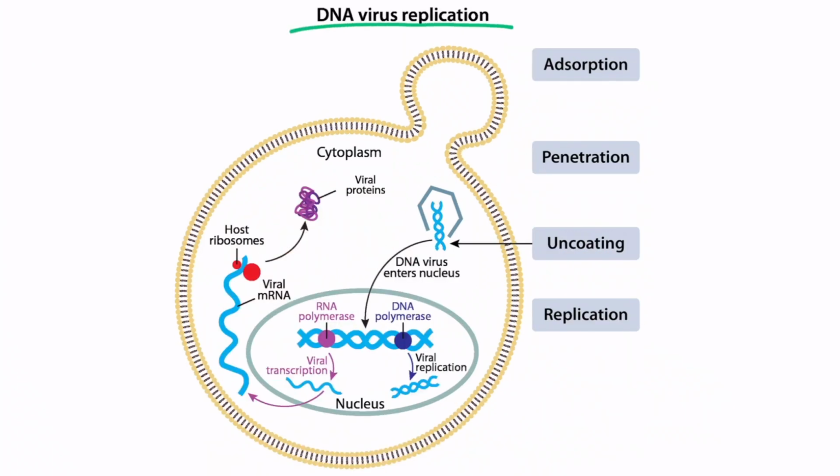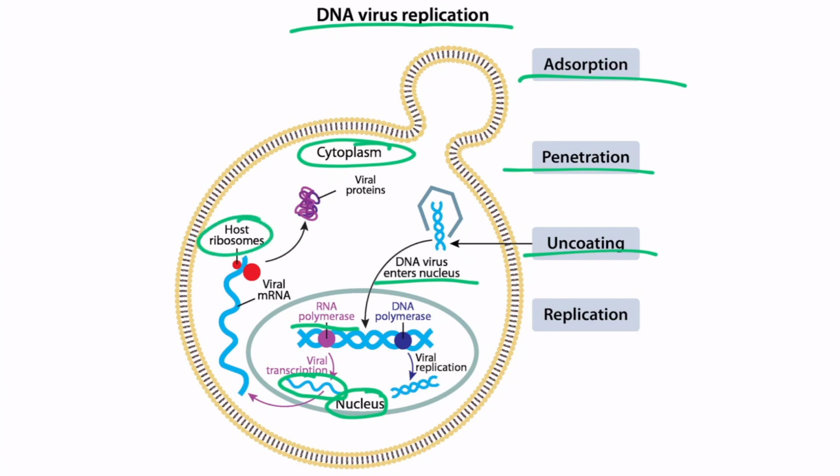Now let's discuss DNA virus replication. First there's adsorption, penetration, uncoating, and then we see the DNA virus enter the nucleus. It then gets transcribed through a host cell RNA polymerase and makes RNA. This RNA then enters the cytoplasm, and host cell ribosomes can translate it into proteins, which you can see here. Now going back to the nucleus, we can see there's a DNA polymerase, and this will allow viral replication. And you can see this little copied DNA right here.